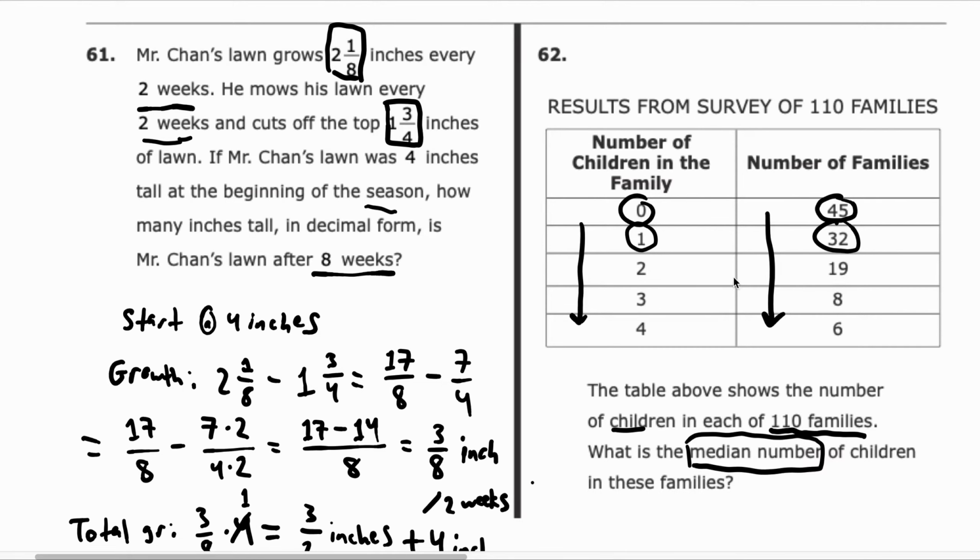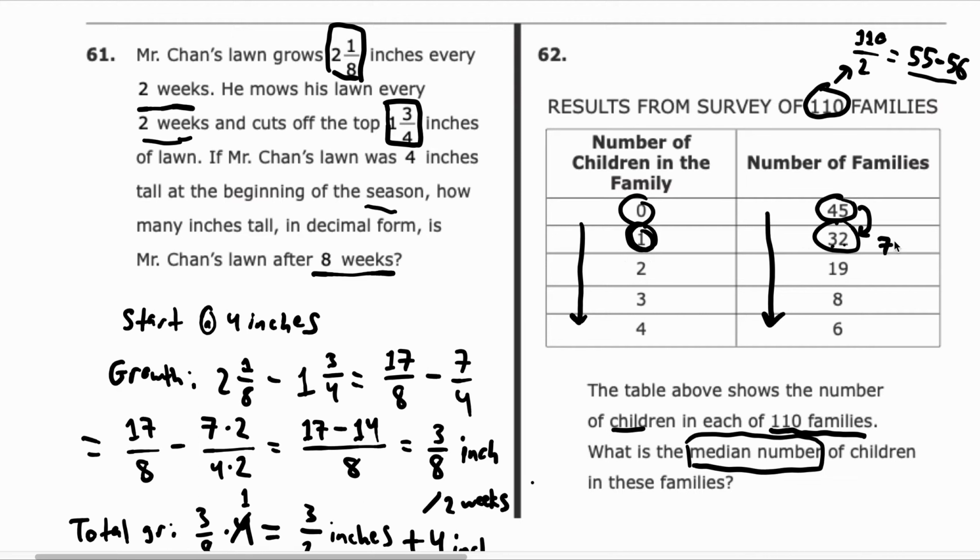So basically, since we have 110 families, the median would occur at 110 over 2 approximately. So that's 55. And when it's an even number, it would be, I think, 55 to 56, somewhere in that range. So if there are 45 families with 0 children, and then 32 families with 1 child, then the median would occur when there is 1 child, right?